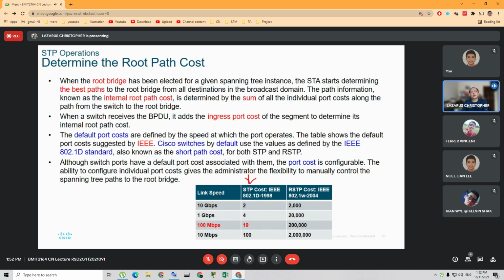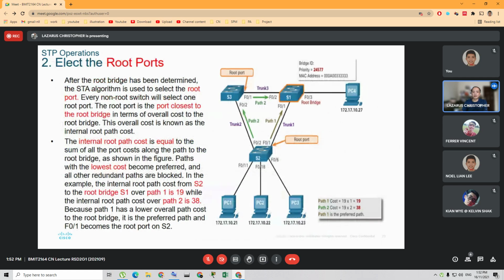But most of the time, of course, we will just take the default. Why? Because we want the benefit of knowing that it will automatically pick the best path for us, because the best path here is the fastest way to reach the root bridge. It's just an extra thing that allows configuration, because there might be some situations where the network administrator prefers a certain configuration.